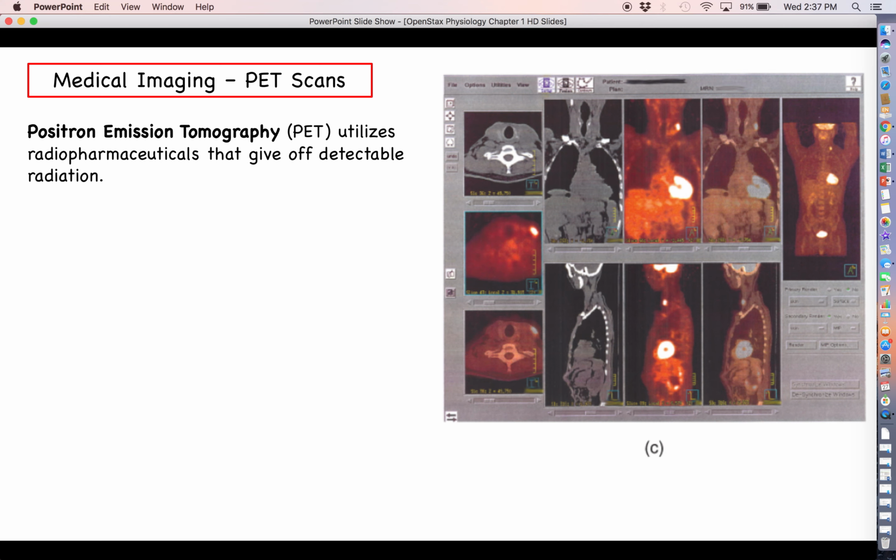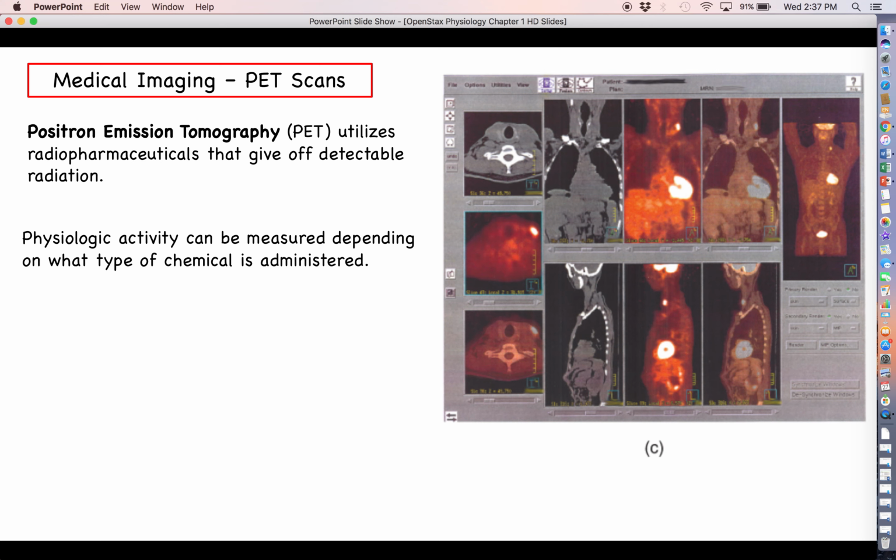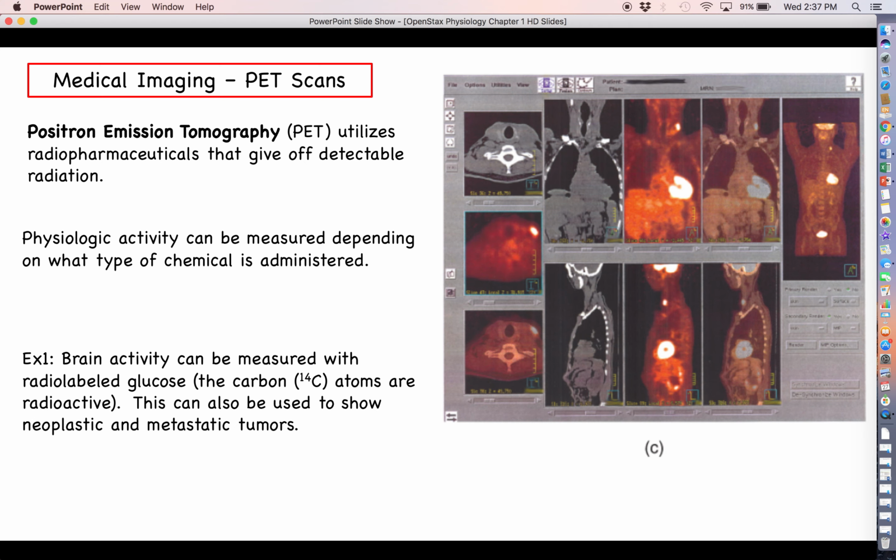So this will be something that we talk about a little bit more in Chapter 2 in terms of what types of chemicals give off radiation. Depending on what you inject into a patient, you can actually measure physiological activity depending on what type of chemical was administered, where that chemical accumulates, etc. So a couple of examples here.